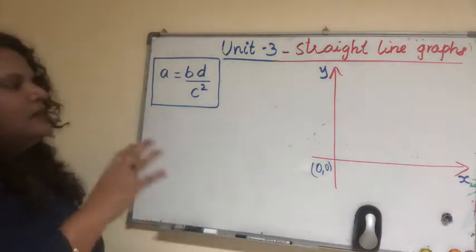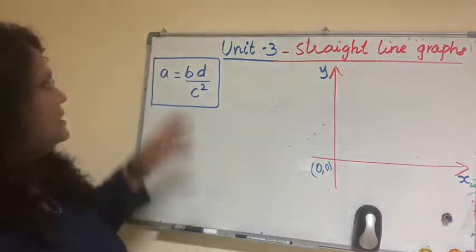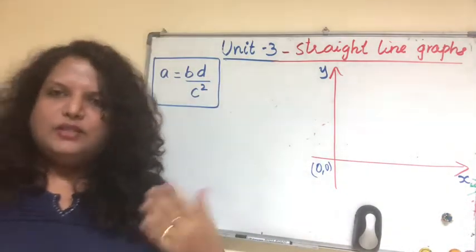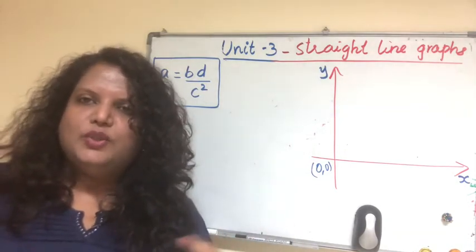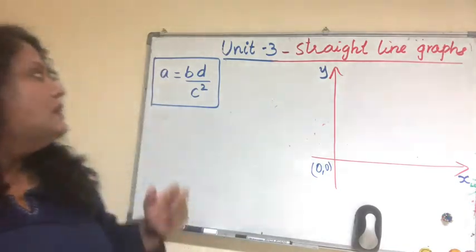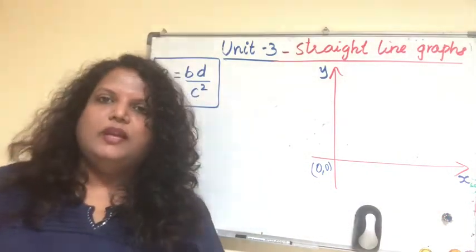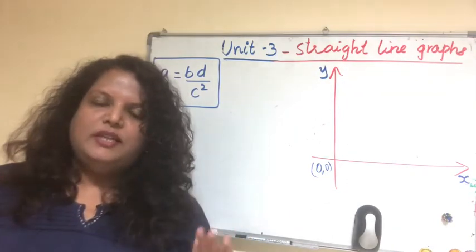Now say I've not mentioned any quantity here, just randomly we have taken A is equal to BD over C square. That's the equation given to you, and they've asked you to write a planning for finding a relationship between two quantities. Say the two quantities are A and C, you have to establish a relationship between A and C. So how would you proceed?